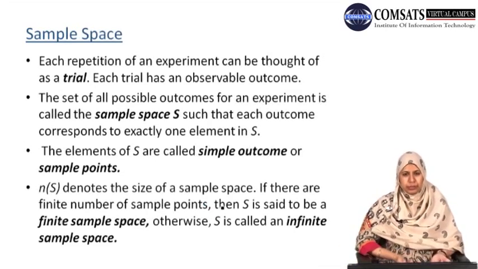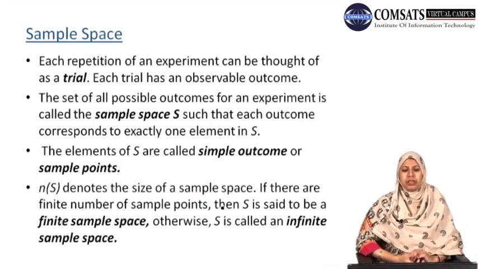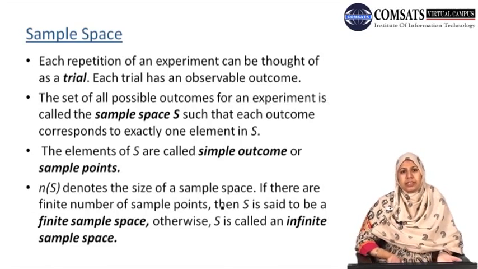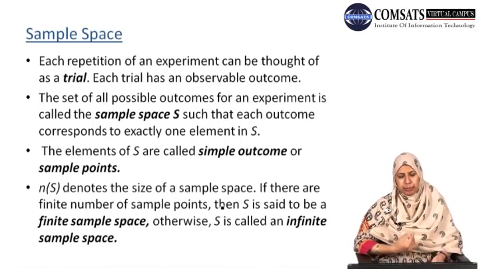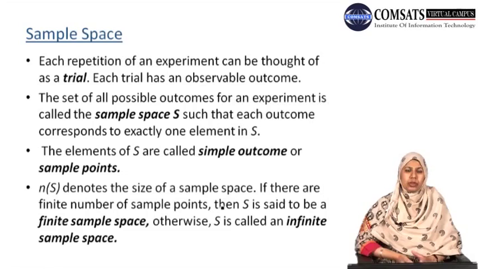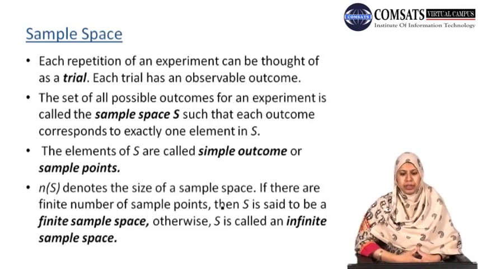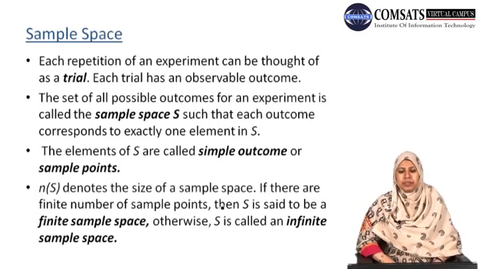Once we perform an experiment, or the process which is happening, we call it an experiment. Then each repetition of an experiment can be thought of as a trial. For example, we perform an experiment, that is, we flip a coin. Flipping a coin once is our first trial. Then we perform the same experiment again, that is, we flip the coin again. Flipping the coin a second time is our second trial. So each repetition of an experiment can be thought of as a trial, and each trial has an observable outcome.